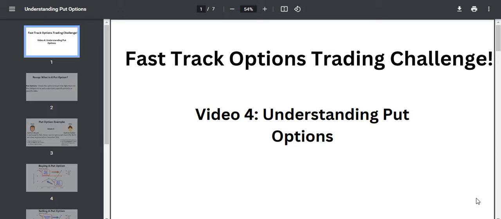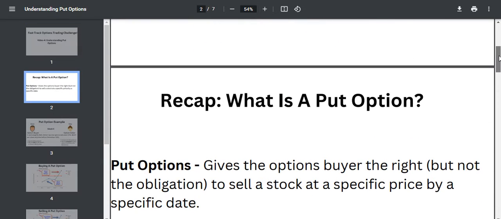We're really starting to motor now because we are now on video 4, which is understanding put options. In the last video, I took a closer look at call options, the various call options you can make and how you make money with them. But now we're getting into put options, the two different types of put options you can take out and how you make money with them. So with that said, hang on to your seats and let's get going.